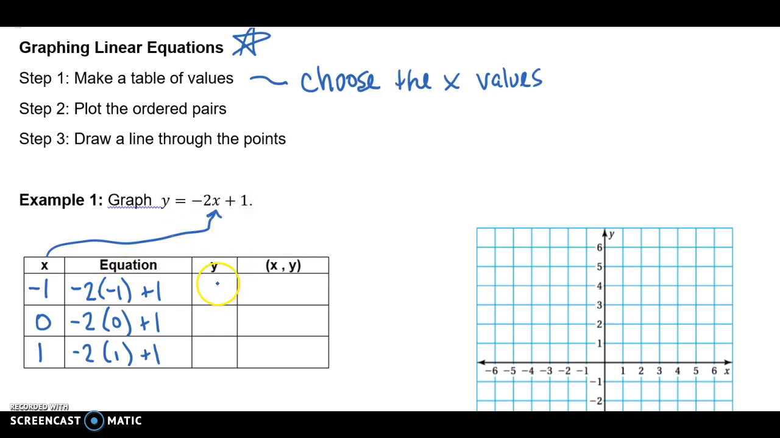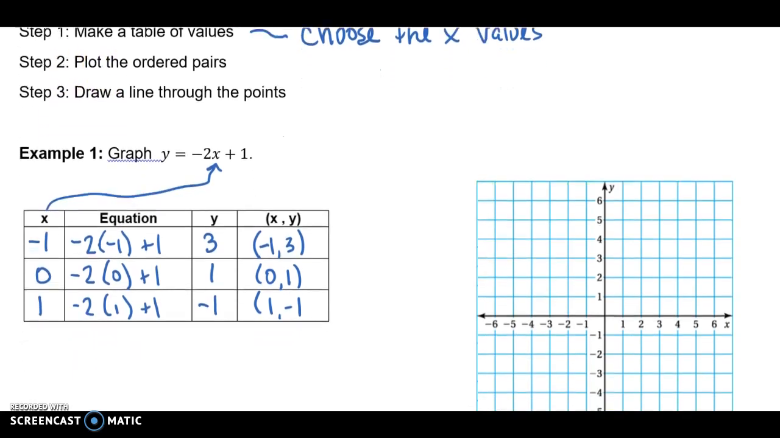So then you do the math, and if I go too fast, you can always just pause it. I know these in my head. You would calculate it, multiply, add 1. Times 0 is 0 plus 1. These make ordered pairs. Ordered pairs are always x comma y. So I'm just writing these as ordered pairs. And then step 2 is to plot those ordered pairs.